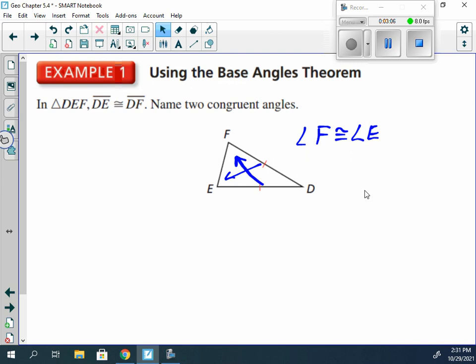Does it name two congruent angles? Well, those two angles are congruent, because since FD is congruent to ED, it means that the angles opposite those, F and E, would be congruent also. What's that triangle mean? That triangle in the DEF, because we're saying that it is a triangle. Oh, okay.